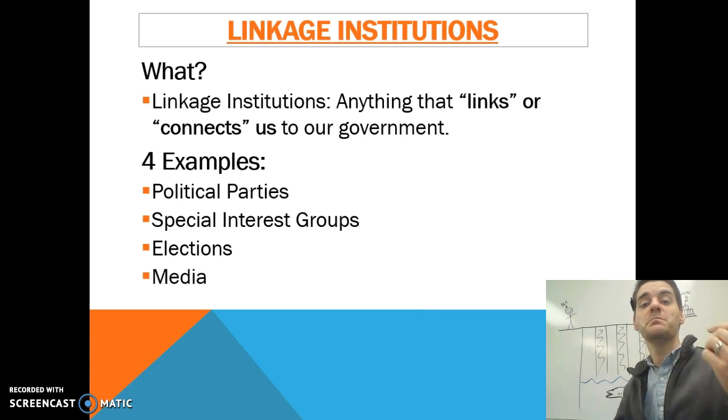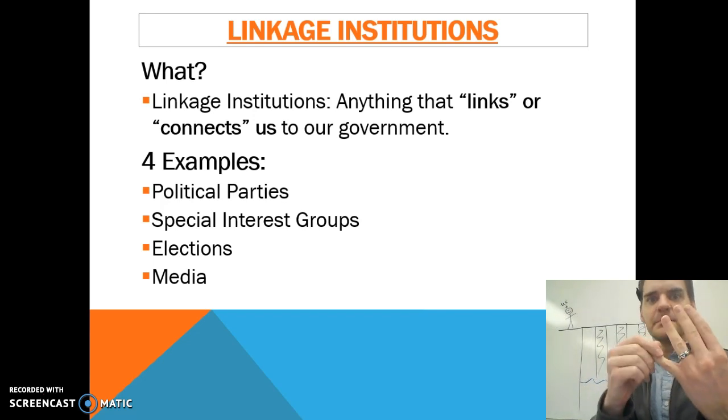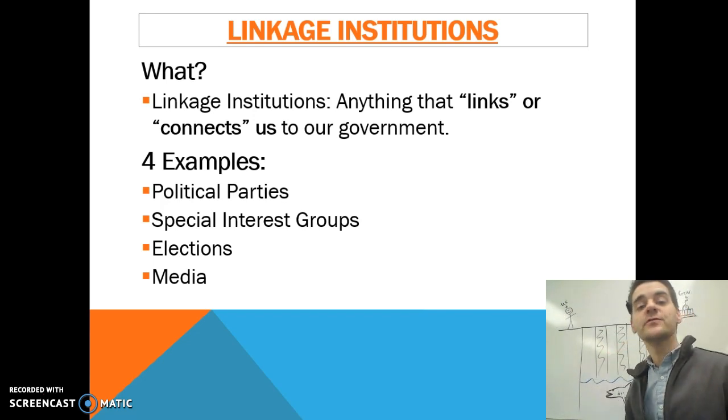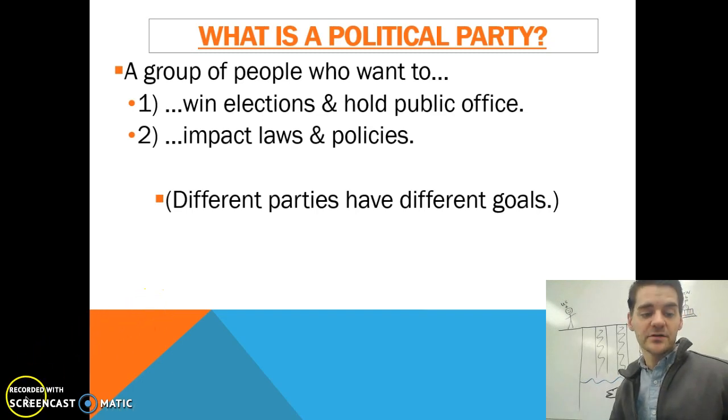And 4 is media. The media is sometimes considered the 4th branch of government. Executive, legislative, judicial, and then media, in the way that it can influence public policy and opinion on many different issues. So what we're going to do is zoom in to number 1, political parties.